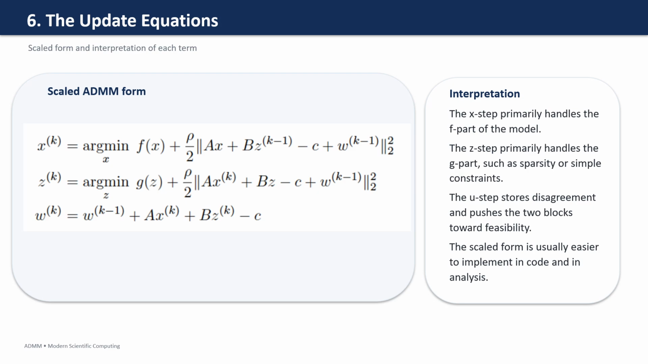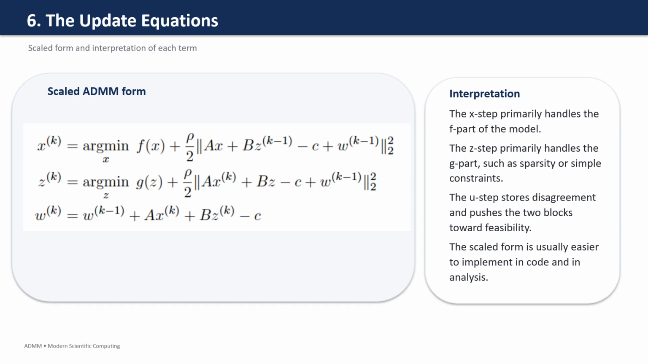So moving on to a deeper look into the update equations, where we look at the scaled form and interpretation of each term. In practice, ADMM is often written in scaled form, where we define the scaled dual variable as u equals y over rho, where using this variable simplifies the equations and makes the algorithm much easier to implement. You can see the scaled ADMM updates here, where the x update equation reduces the f of x part of the objective while also keeping the constraint residual small.